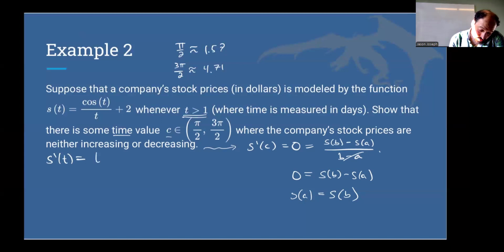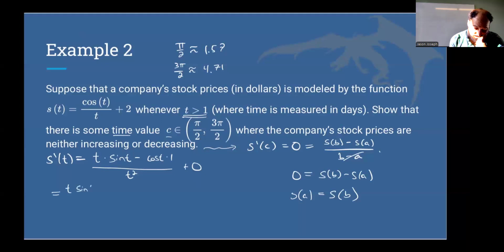So low d high minus high d low over low squared, plus 0 for the 2. And that is t sine t minus cosine t over t squared.